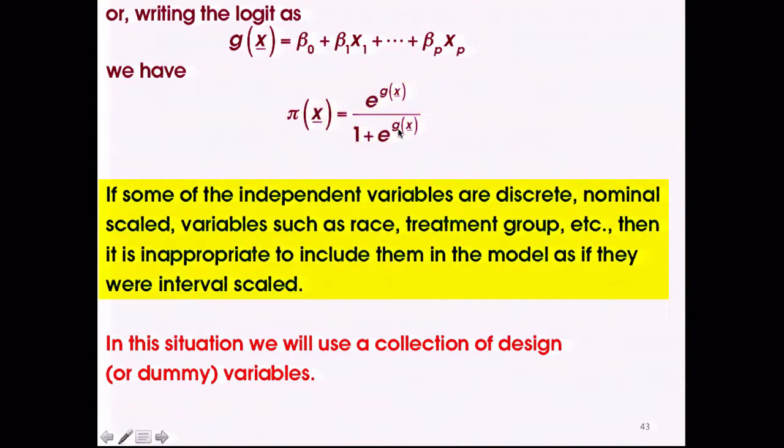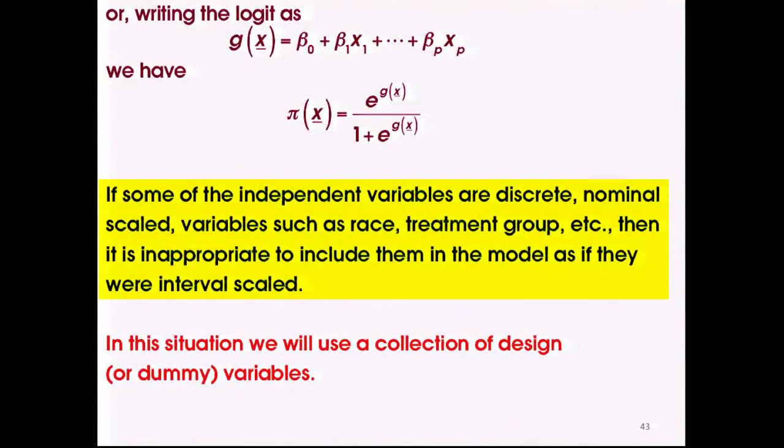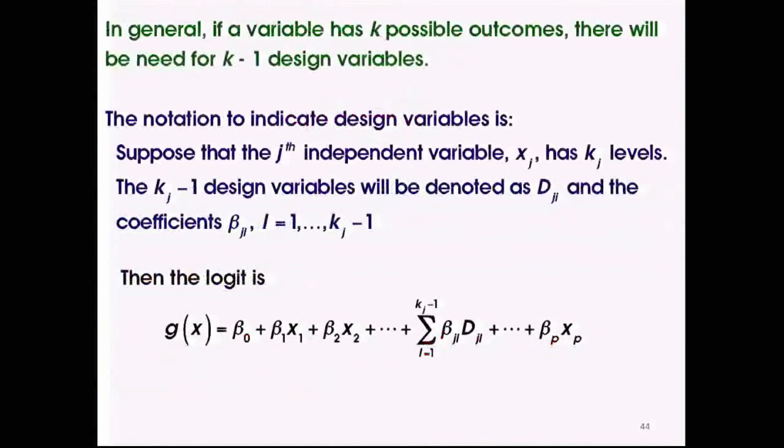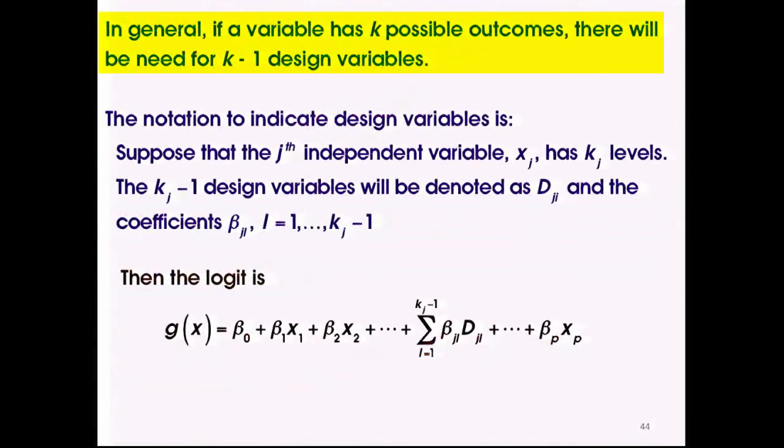Now, if some of the independent variables are discrete nominal scaled variables like race or treatment group, then it would be inappropriate to include them in the model as if they were interval scaled. Again, I think I alluded to this previously: if your variable is coded 1, 2, 3, 4, but it's nominal scale, you would not want to put that variable coded 1, 2, 3, 4 in the model. You'd want to put them in as a set of dummy variables. In general, if a variable has k possible outcomes, you need k minus 1 dummy variables.